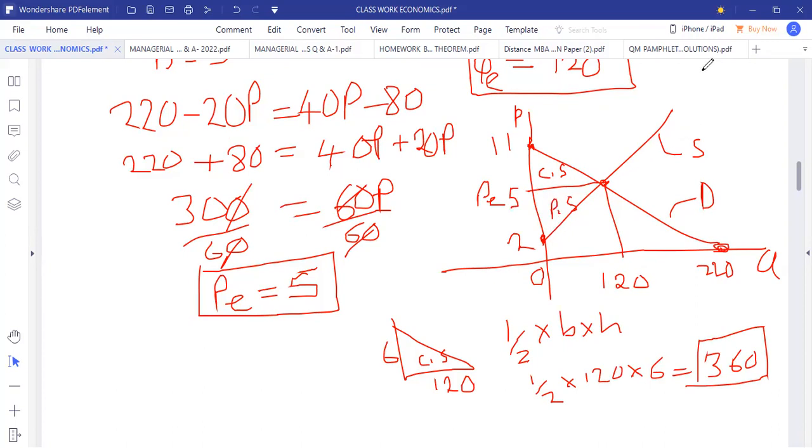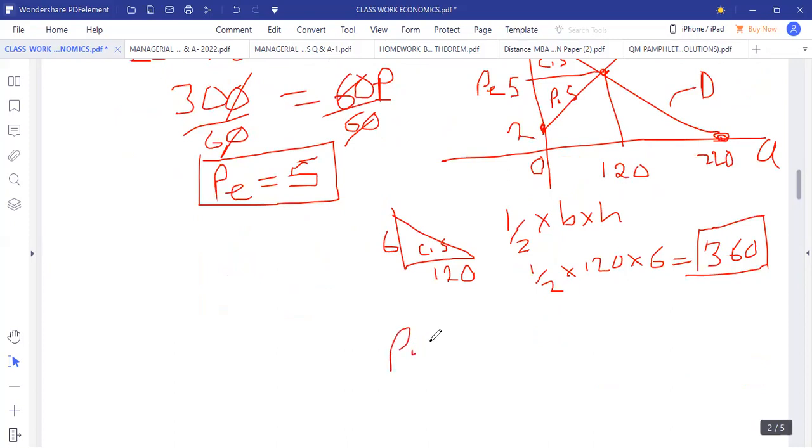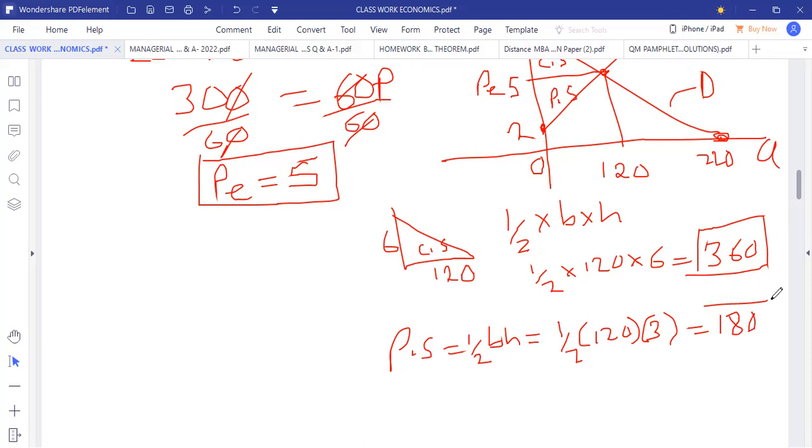And the producer surplus is this triangle here. So the distance from here to here is the same 120, but the distance between 5 and 2 is what? 3. So what becomes our formula? Same. Producer surplus is simply half times base times height. This is a triangle. Our base is simply the same 120, and our height is simply 3. Right? So when you multiply that, we're going to get 180. This is called our producer surplus. When we add these two, we get the total surplus. Total surplus in this case will be 540. So this is called our total surplus.